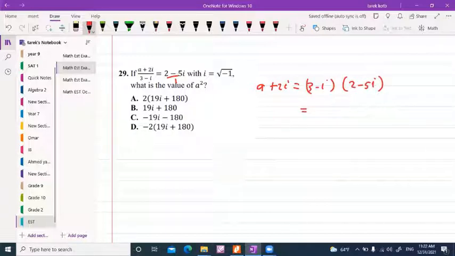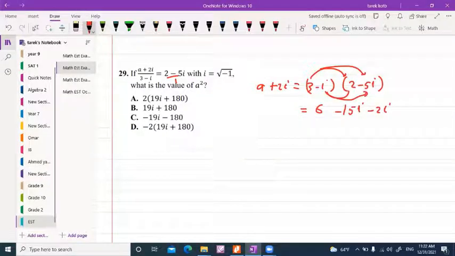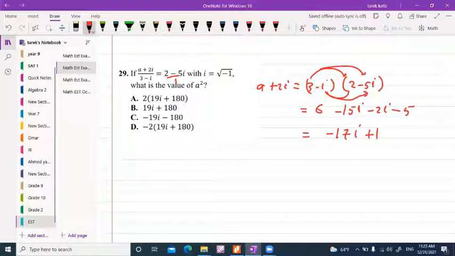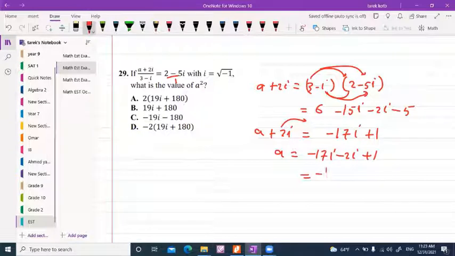3 times 2 equals 6, and 3 times negative 5i is negative 15i, and this will be negative 2i, and this will be negative times negative, positive, and i times i equals negative 1, so it will be negative 5. Okay, so it will be negative 17i, 6 minus 5 plus 1, and this is a plus 2i. Take this 2i to the other side, so a equals negative 17i minus 2i plus 1, which is negative 19i plus 1. This is a. I want to get a squared, so square this number.